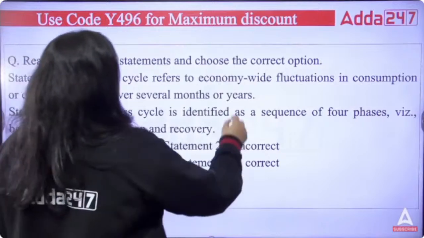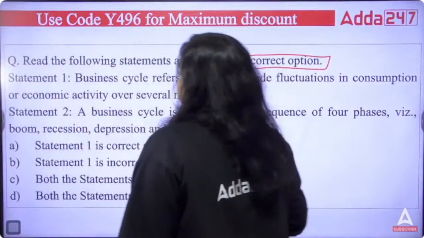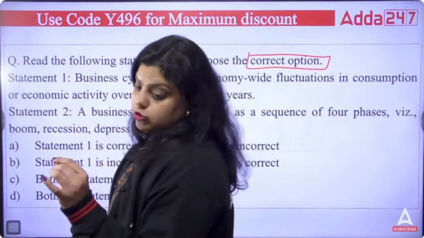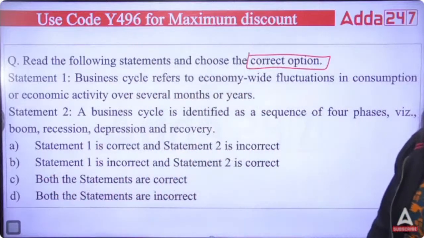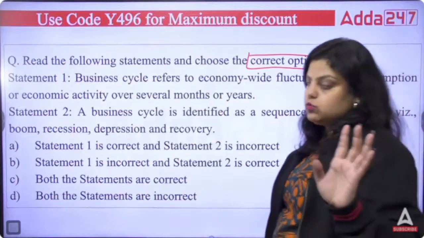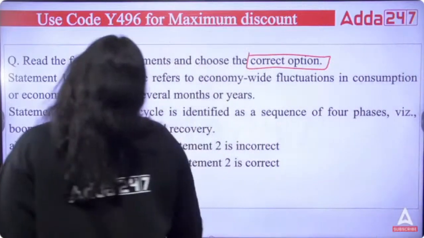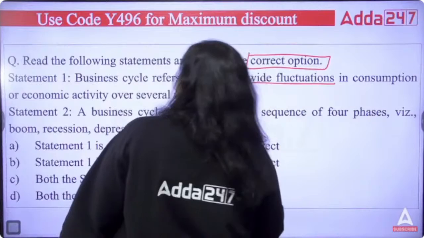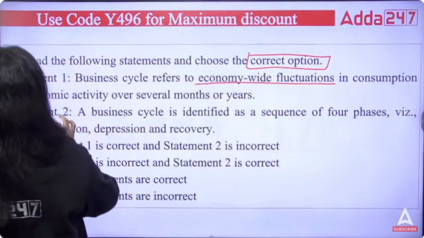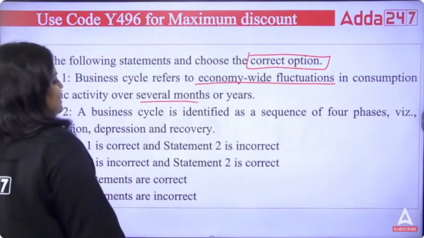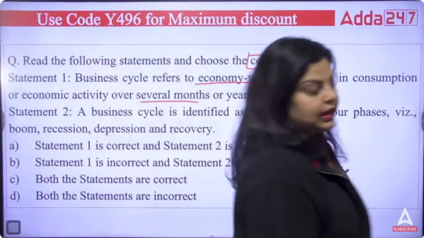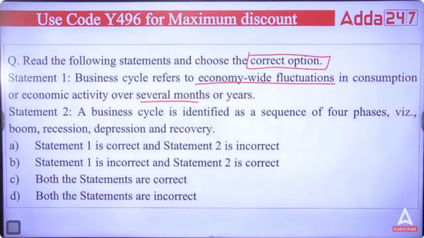Read the following statement and choose the correct option. Now you have to answer the correct option in context to business cycle. I have told you business cycle is a very small chapter, a very good chapter, and definitely questions will be seen from here. The first statement: business cycle refers to economy-wide fluctuation in consumption or economic activity over several months or years. The second says that a business cycle is identified as a sequence of 4 phases: boom, recession, depression, and recovery. Now you have to answer which of these 2 statements is correct.